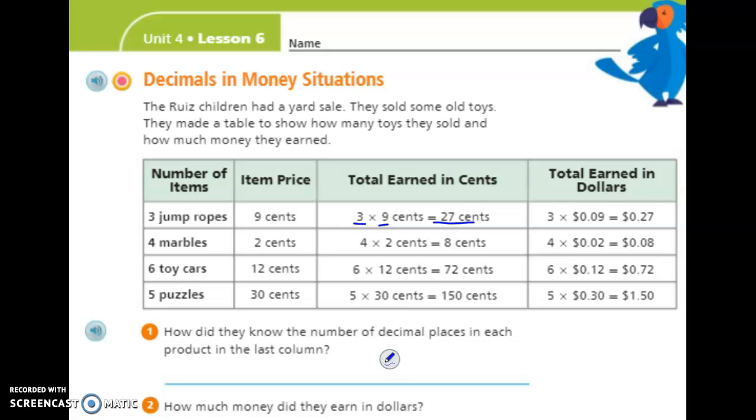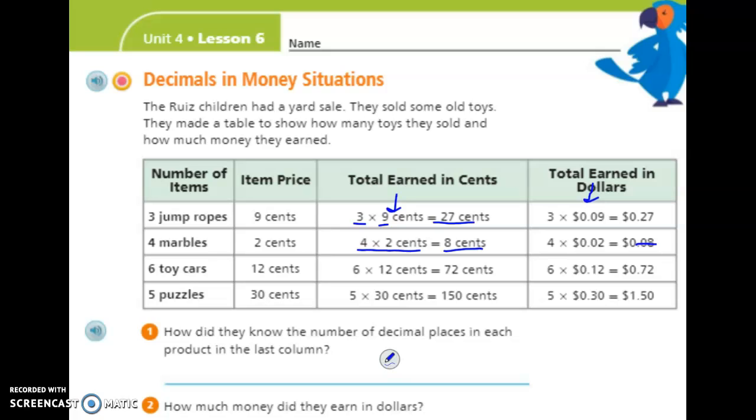Another way to show this is showing this 9 cents as a decimal. And you remember that you can write it like this, and that's 9 cents also. So look at what it looks like when you put the decimal and the dollar sign in there. 3 times 9 cents is 27 cents. They also sold 4 marbles for 2 cents apiece. 4 marbles, 2 cents apiece, 8 cents. Again, over here, 4 marbles, 2 cents written as a decimal is 0.02. And their answer, 8 cents written over here.